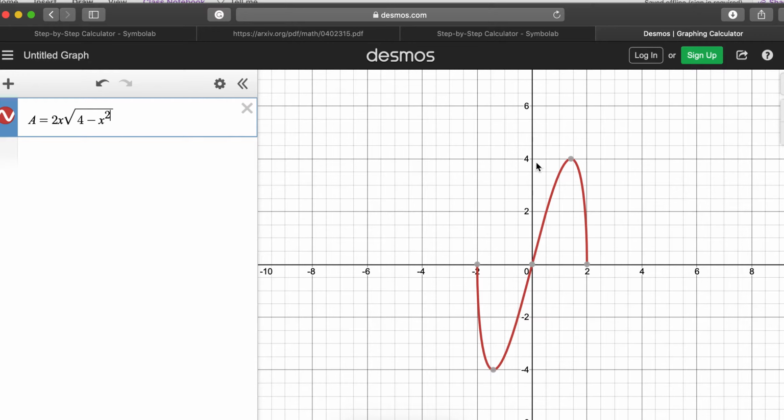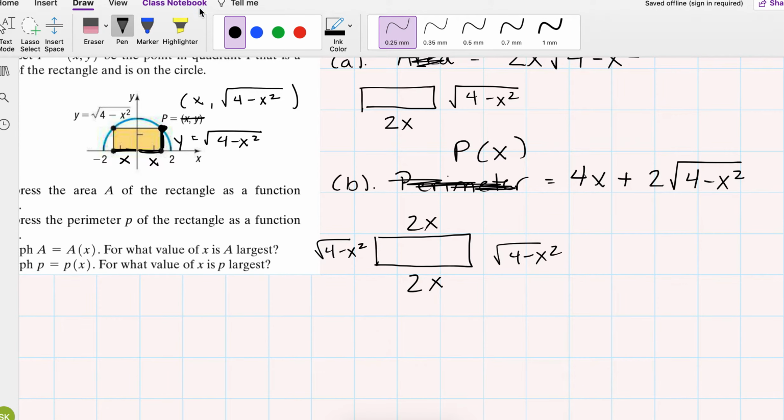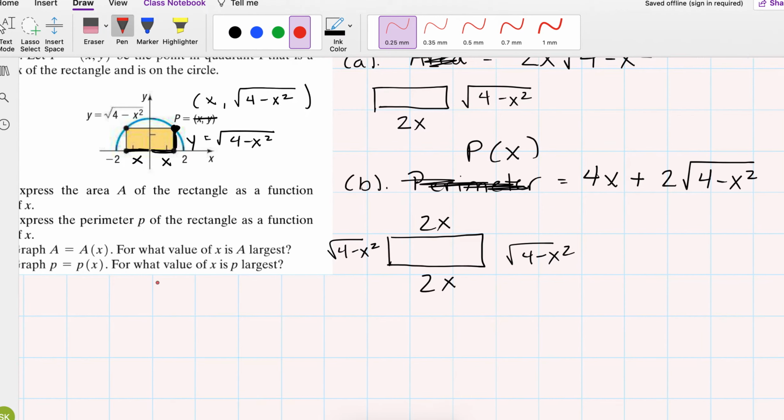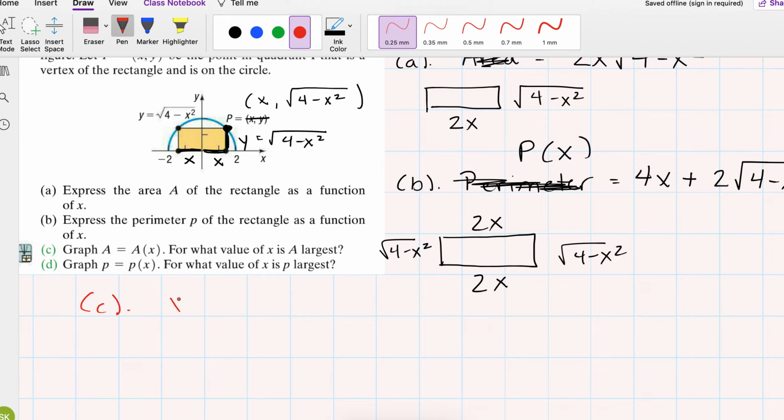So looking at the y values, the biggest y value is right here, and that is when x is 1.414. We take on the biggest y value. So the area when x is 1.414 is 4. So let's write this down. For part C, when x is 1.414, the area takes on the maximum value, and that area is equal to 4.